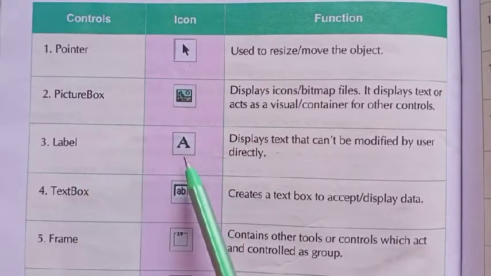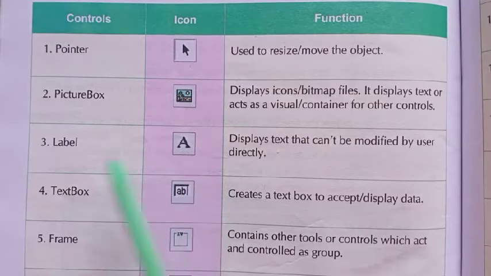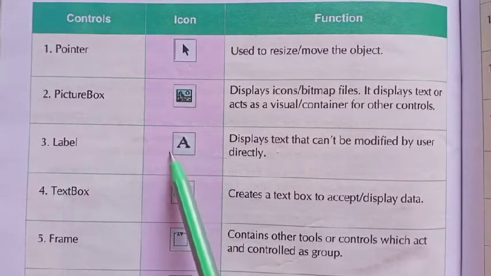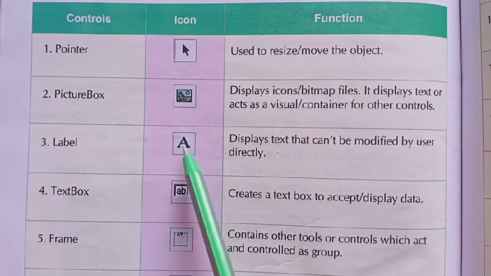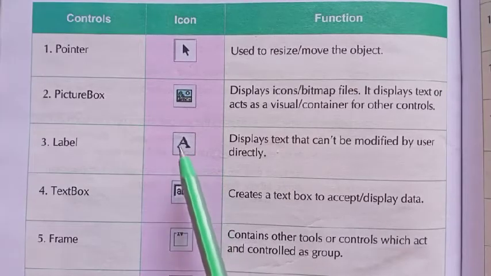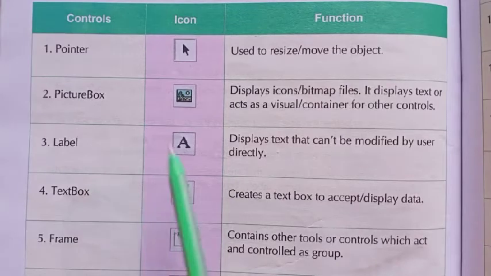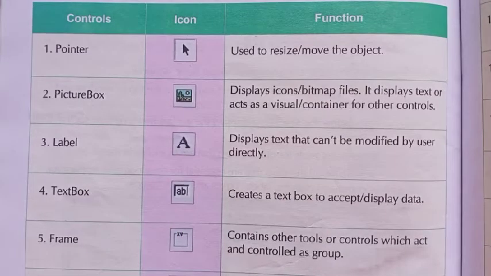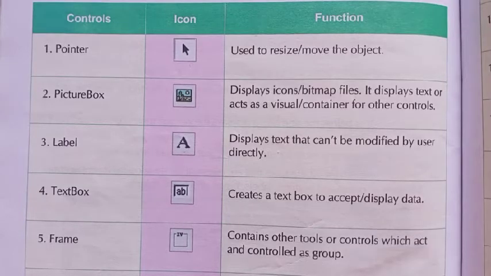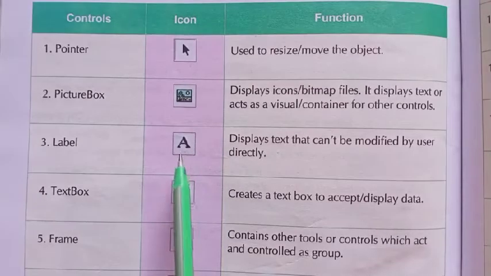Third, we move ahead with this A. This A means label. You will find an icon with a box in which A is written. This A stands for the label box, and this label box is used to display text on the form that can't be changed by the user. That means this is just for the sake of displaying. No editing can be done in the text that is written through this label.